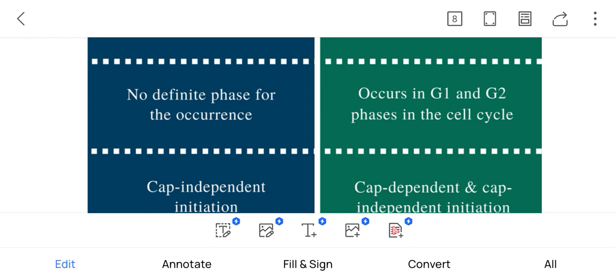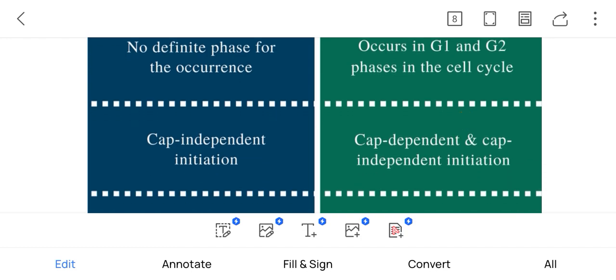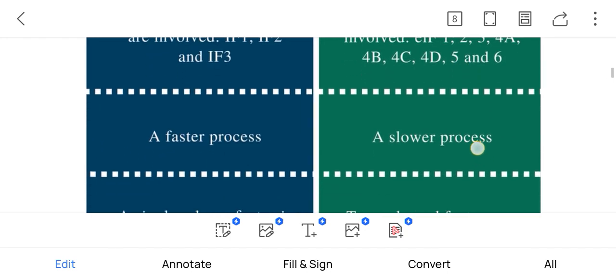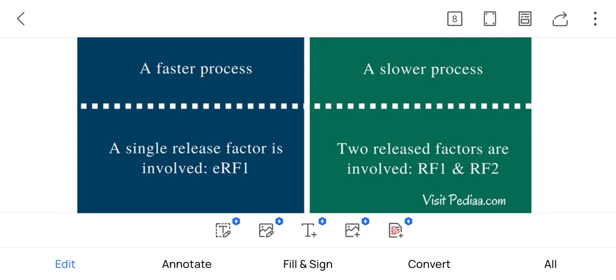There is no definite phase for the occurrence in prokaryotes, while in eukaryotes it occurs in G1 and G2 phases of the cell cycle. Prokaryotic initiation is cap independent, while eukaryotic initiation is cap dependent and cap independent. 3 initiation factors are involved: IF1, IF2 and IF3. 9 initiation factors are involved: eIF1, 2, 3, 4A, 4B, 4C, 4D, 5 and 6. A faster process, a slower process. A single release factor is involved, eRF1. 2 release factors are involved, RF1 and RF2.